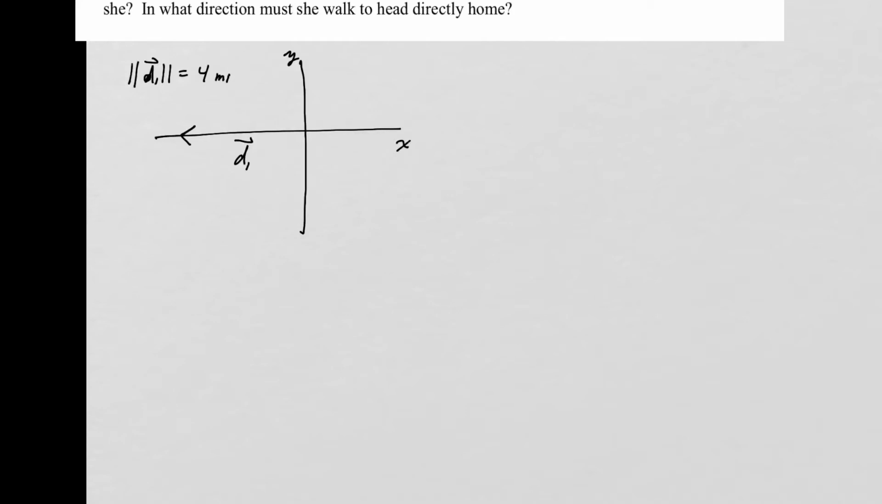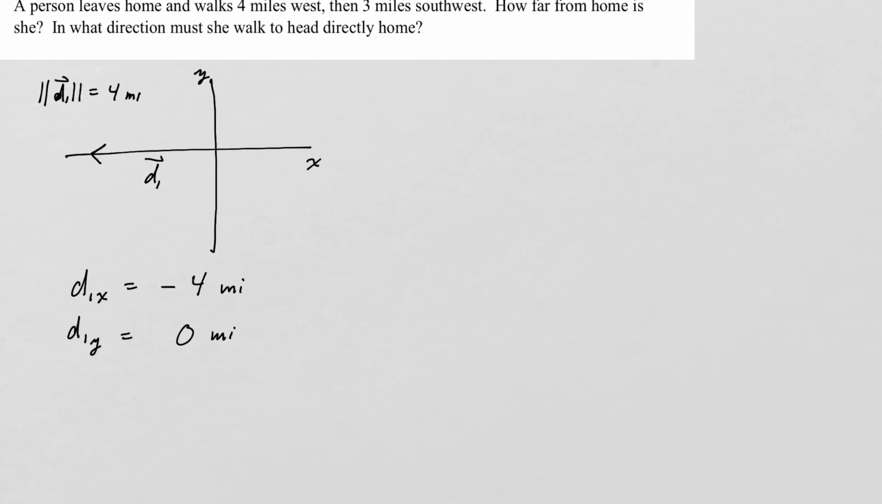Since it's pointing towards the left, it's all in the x direction. The entire vector is in the x direction, but it's in the negative x direction. Then I know that d1x must equal -4 miles. And what is the y component of d1? Well, none of that vector is in the y direction, so this is 0. Okay, then I do the second vector.